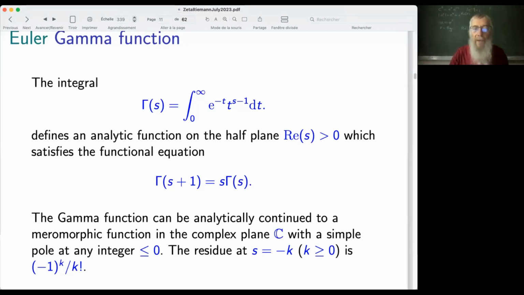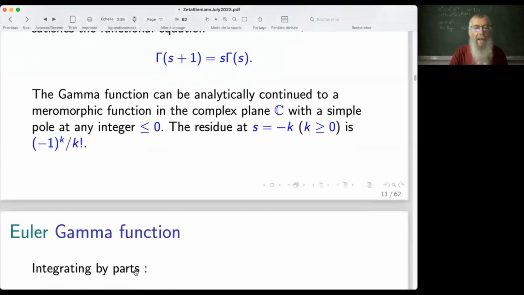If k is a non-negative integer, there is a pole at s equal minus k, including 0, and the residue is minus 1 to the k divided by k factorial. By the way, 0 factorial is equal to 1.